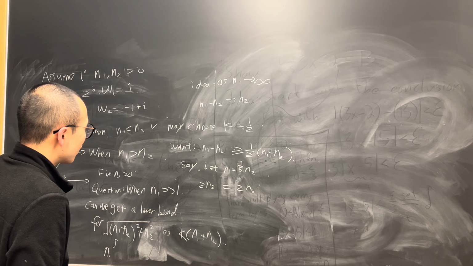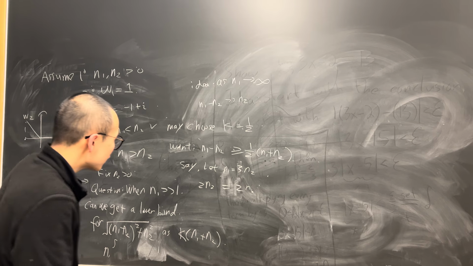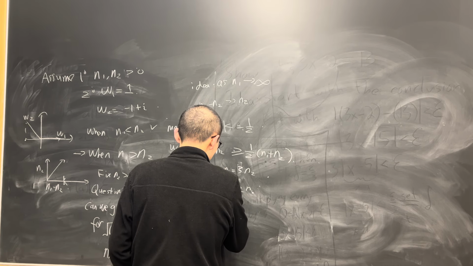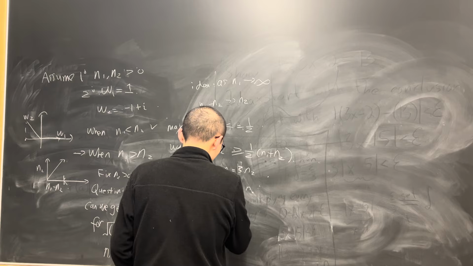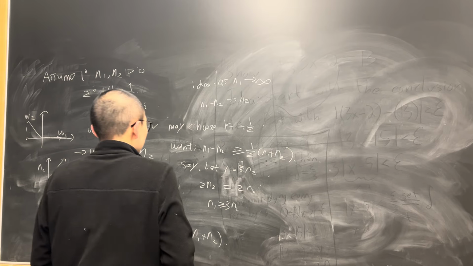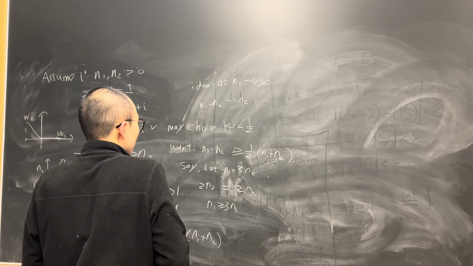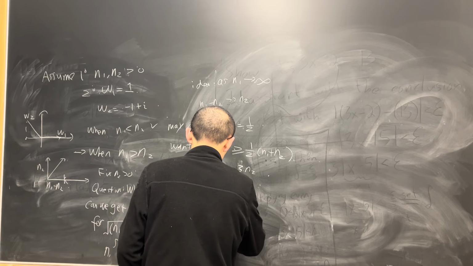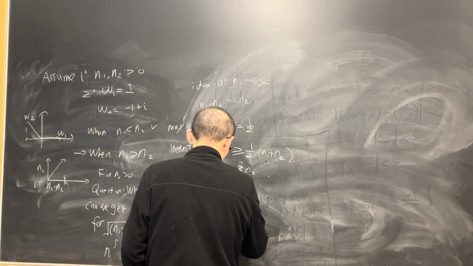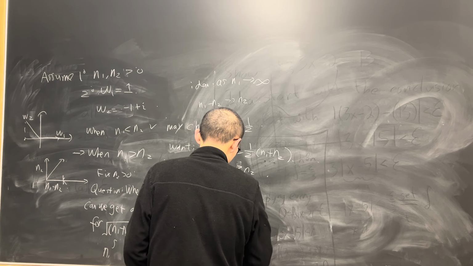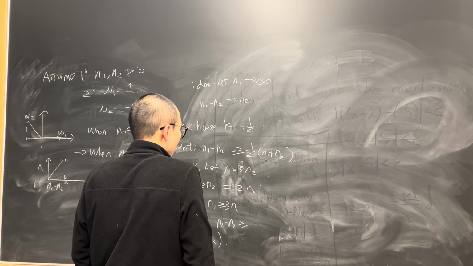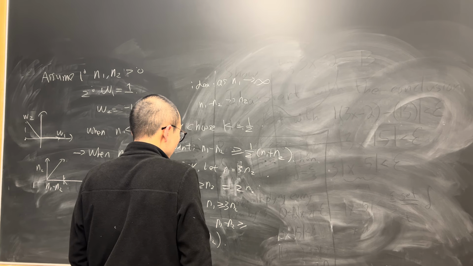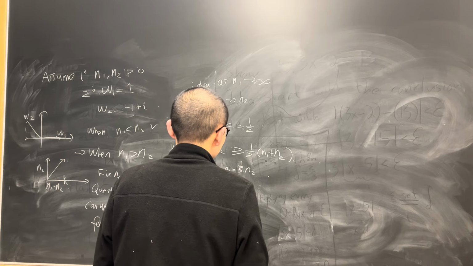Okay, so let's prove it. When N1 is bigger than or equal to 3 N2, then the left hand side, N1 minus N2, is bigger than or equal to... wait, how am I going to say this?